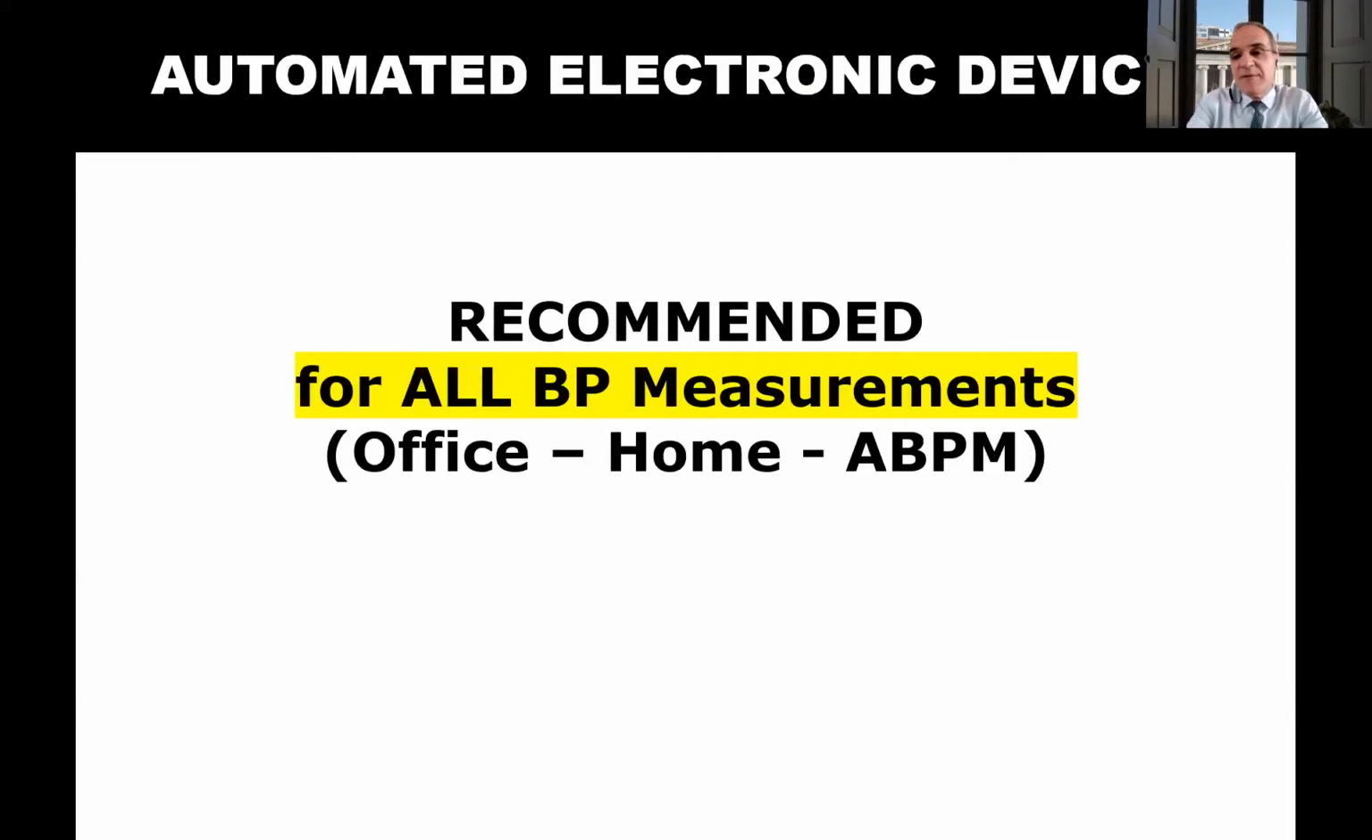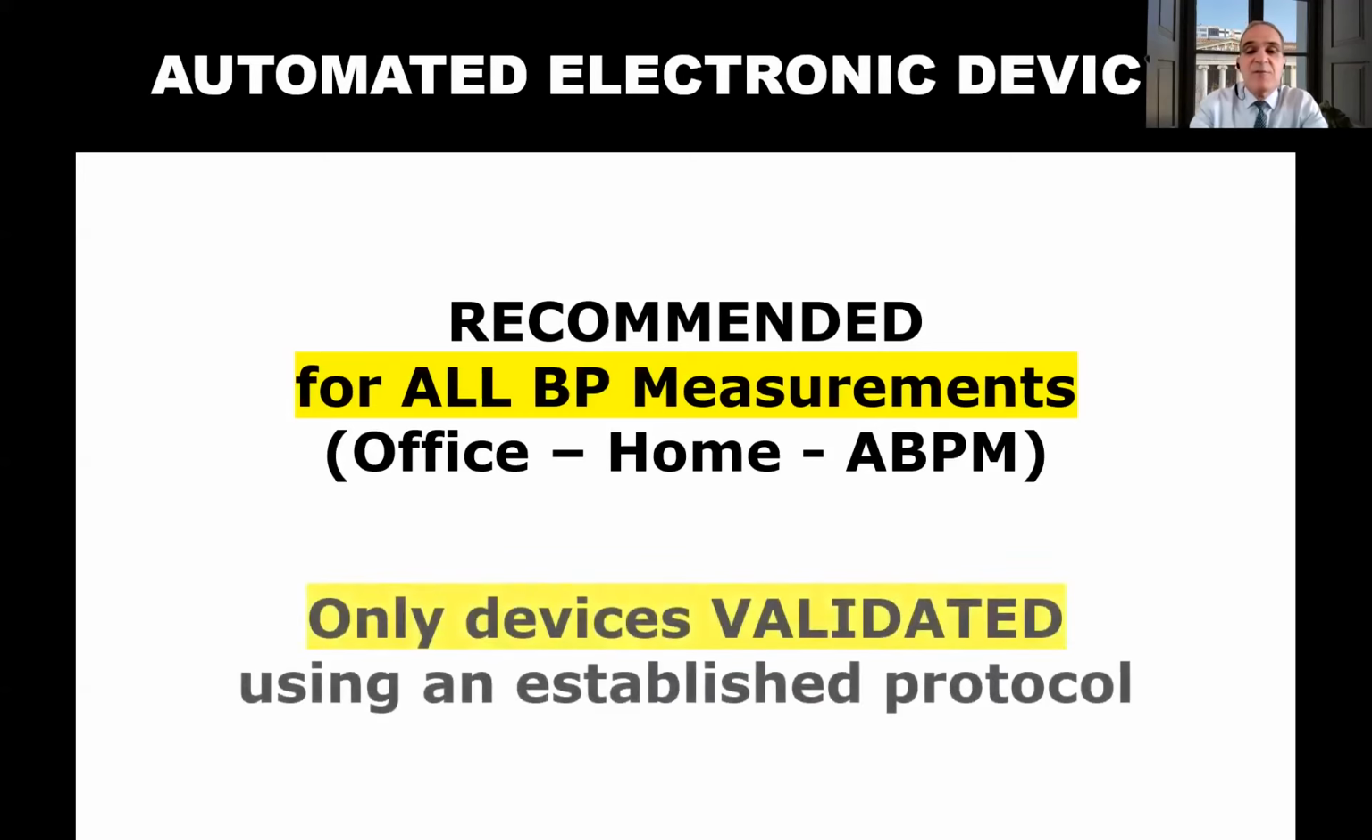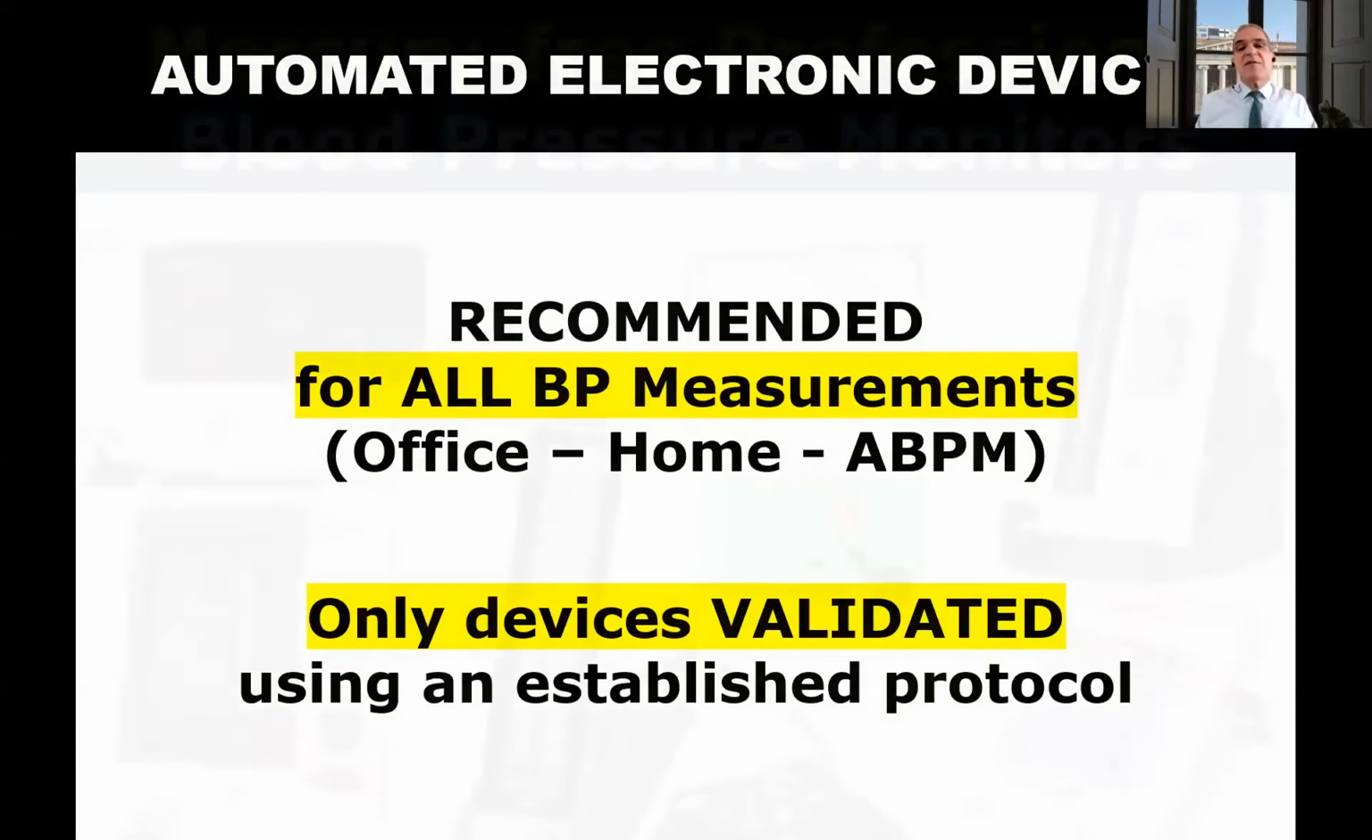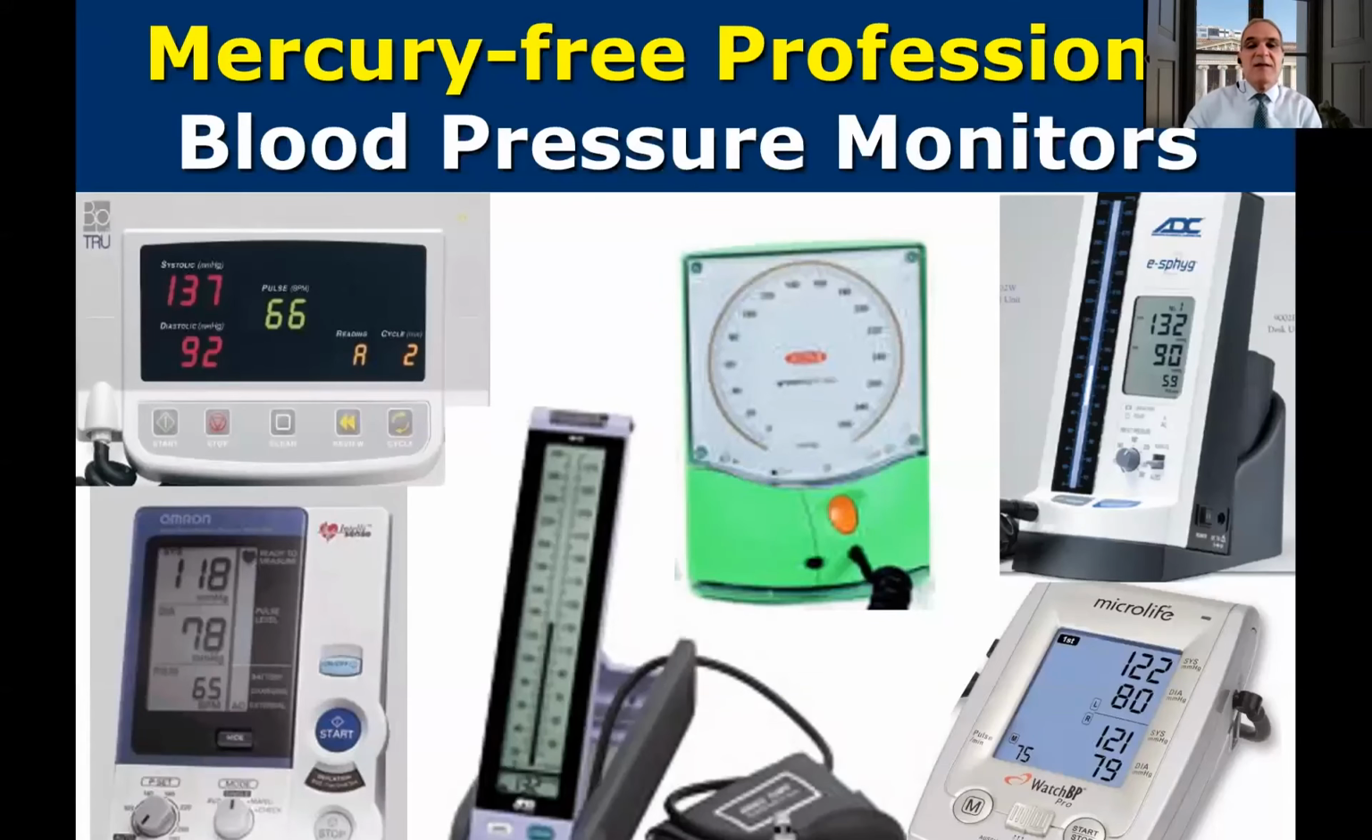automated devices for everywhere, not only for ambulatory monitoring, not only for home, but also for office measurements. But these devices should be properly validated using an established protocol. And there are several professional devices available on the market. These are electronic devices. These are auscultatory devices. They look like mercury, but they are not mercury. They are expensive devices. Believe me, you can use a validated home monitor, which has low cost and has the same algorithm and the same accuracy as these expensive office devices.